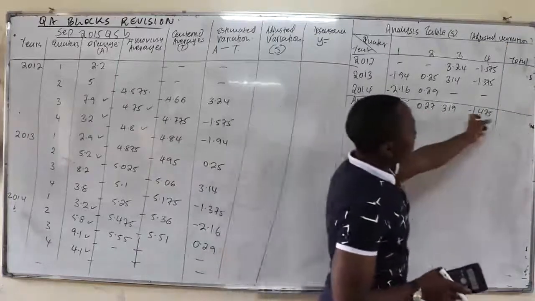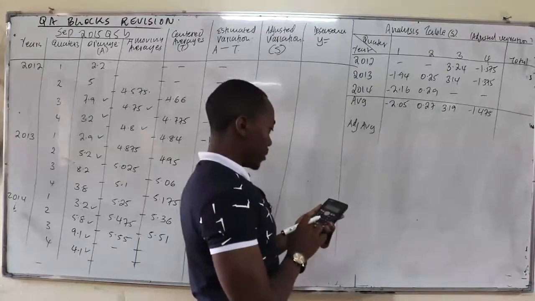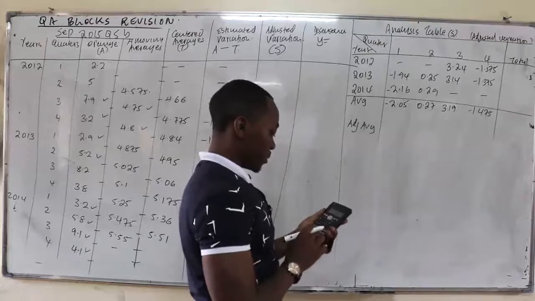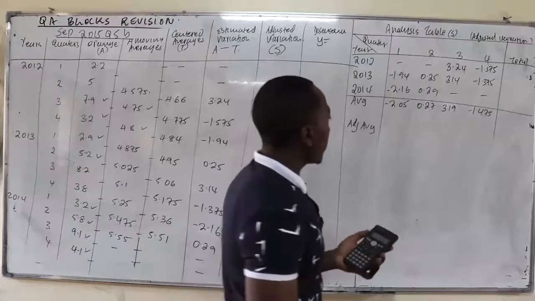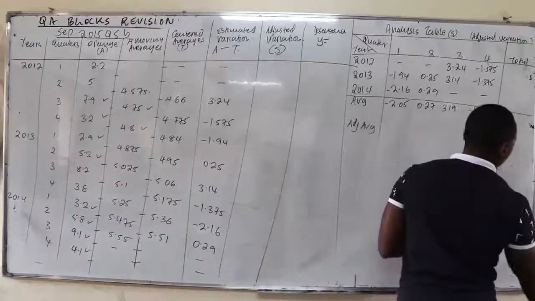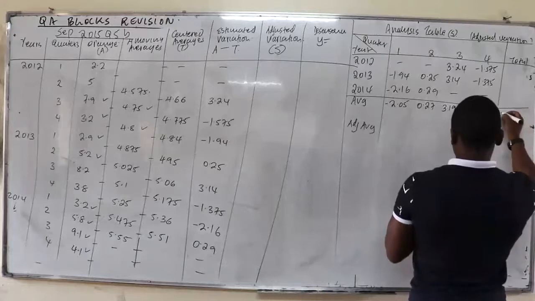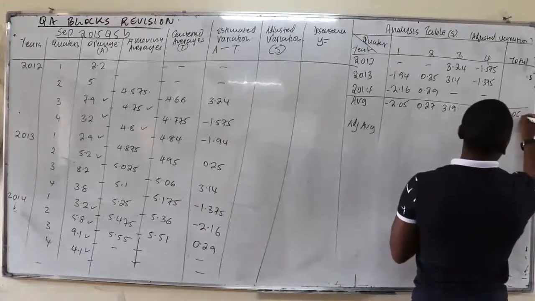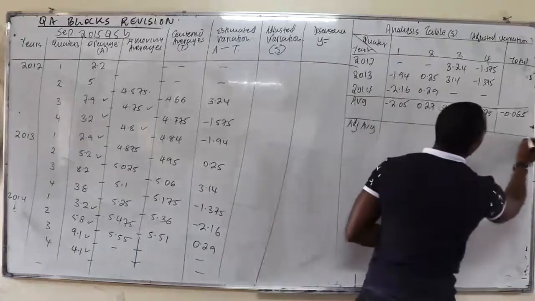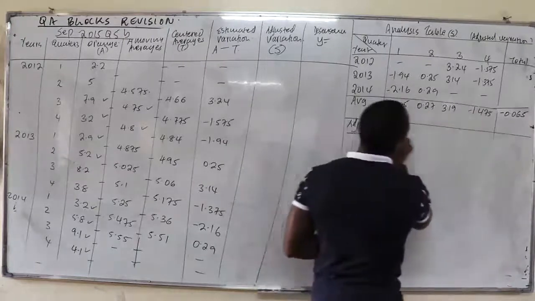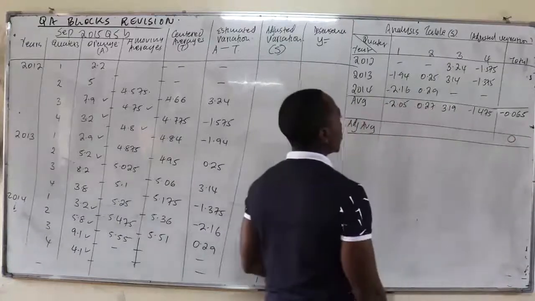So can you add the total averages? If you add the total averages, you are getting negative 0.065. But remember I said that when using the additive model, the summation of the seasonal variation should always equal 0. So we need to adjust.